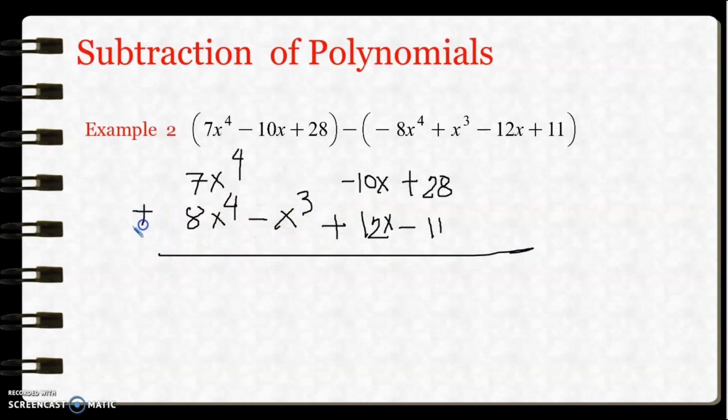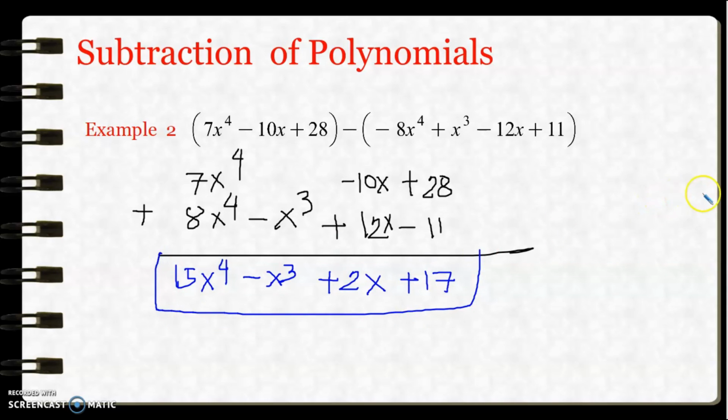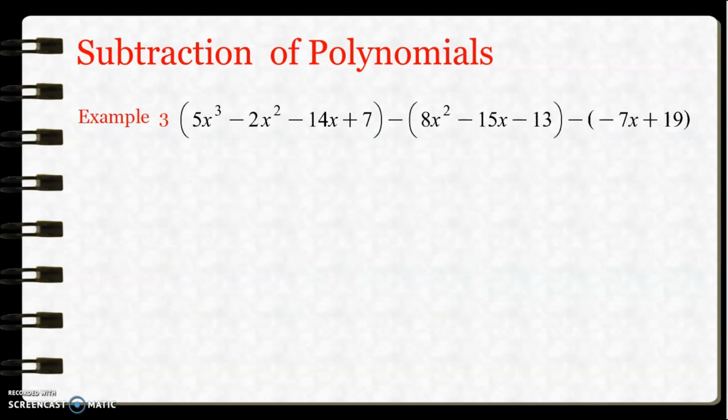Then we add. So, 7 and 8 is 15. X to the fourth, bring it down. Negative 10 plus 12 is positive 2. Copy x. 28 minus 11 is positive 17. And there we have our final answer to be 15x to the fourth minus x cubed plus 2x plus 17. Let's proceed to the third one. Ayan. Tatlo naman siya. So, wala pa rin problema.